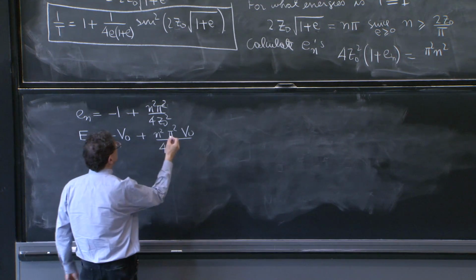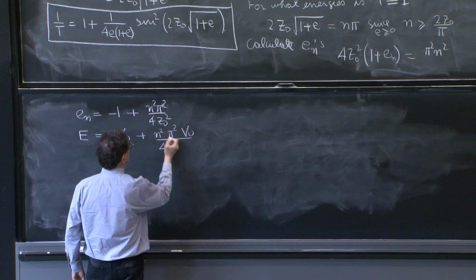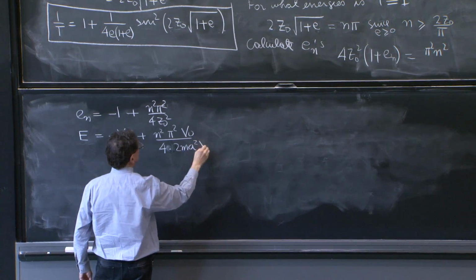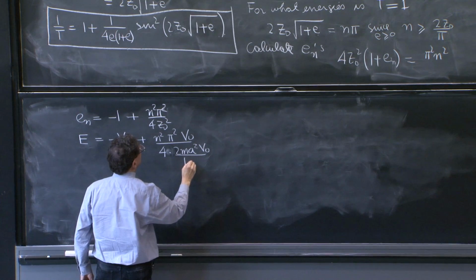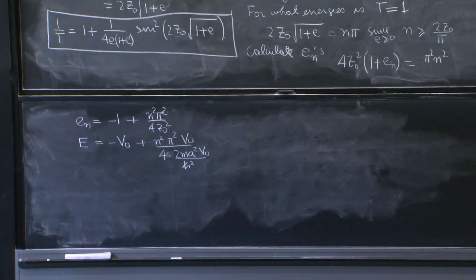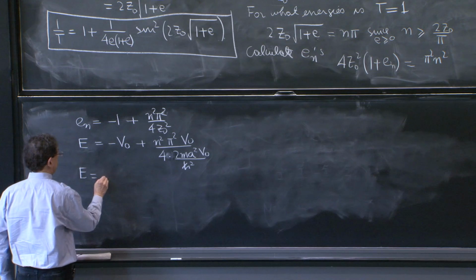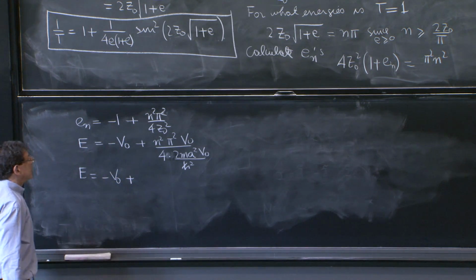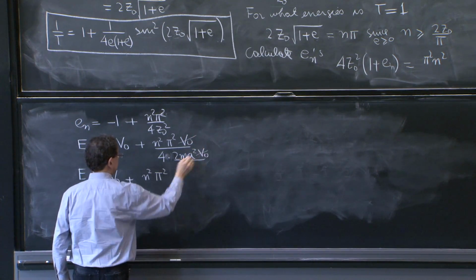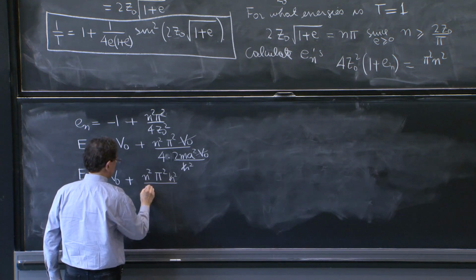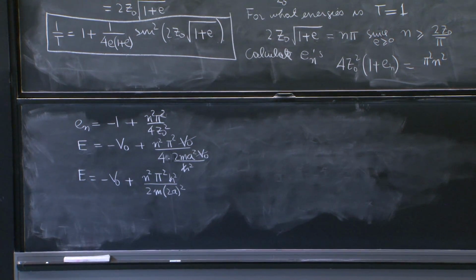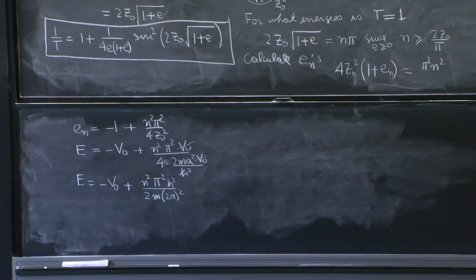I'm going to go all the way back to conventional language. 4 times z naught squared is 2ma squared V naught over h bar squared. So E is minus V naught plus n squared pi squared, the V naughts cancel, h bar squared over 2m times 2a squared. I think I got every term right.